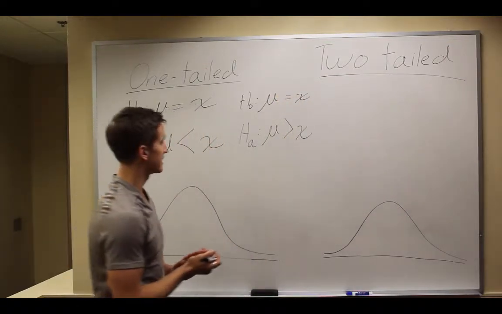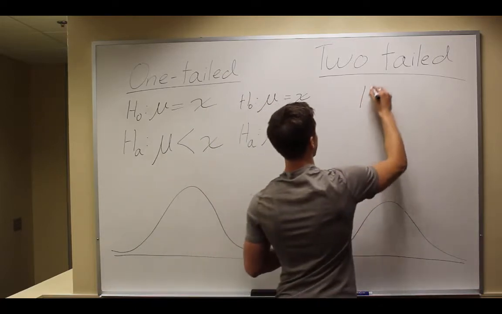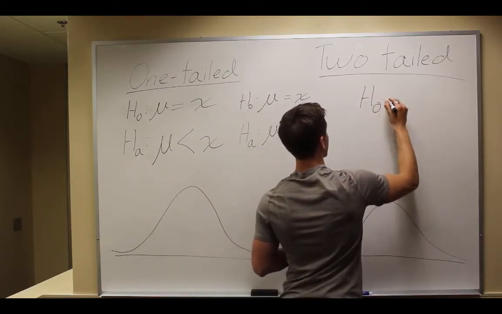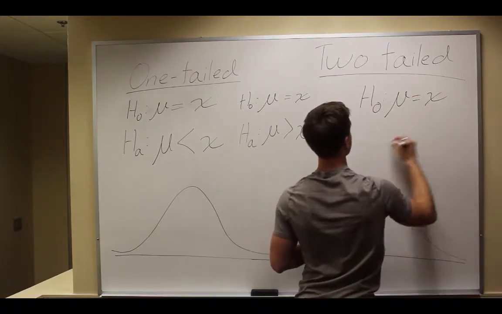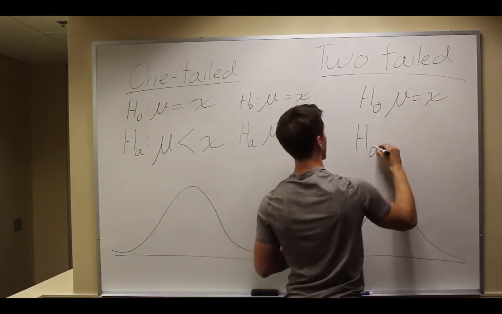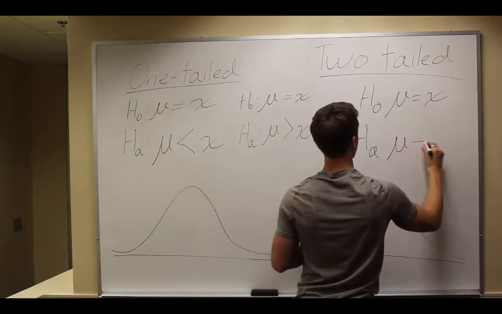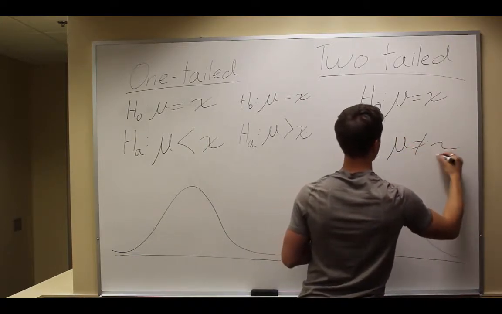Now for a two-tailed test though, our null hypothesis is going to be that mu is equal to x, and our alternative hypothesis is that mu is not equal to x.